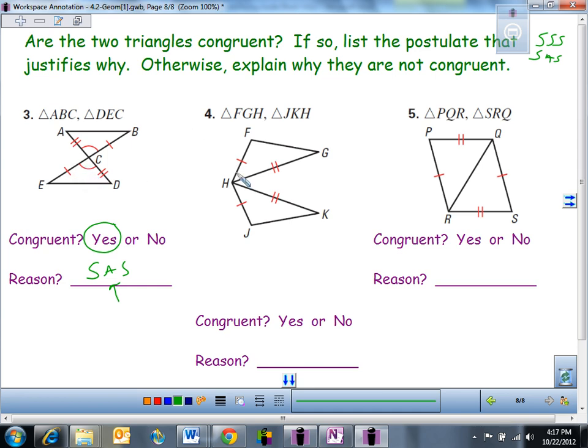Number 4, are these two angles vertical? No. Do I see reflexive for any side length? No. So these two triangles will not be congruent. And we are not going to explain why they are not. We just kind of did. Number 5, we're looking for a third piece. The included angle would be P and S, and those are not going to work. So the missing piece is by reflexive, so yes by SSS.